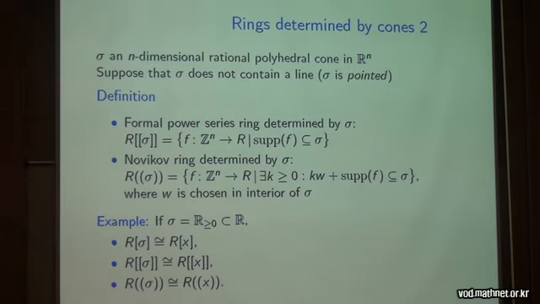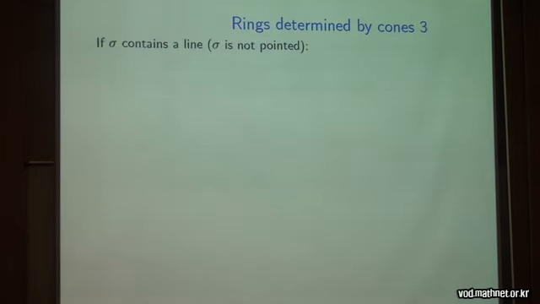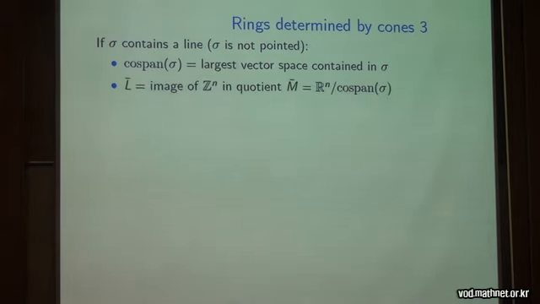Okay, so these are nice rings you get in general for pointed cones. Unfortunately, we need that also for cones that do contain a line. So what do we do then? Essentially, we factor out the cospan of the cone. So the cospan of sigma, that's the largest vector space contained in sigma. And then we pass to the quotient in Rn divided by this cospan.